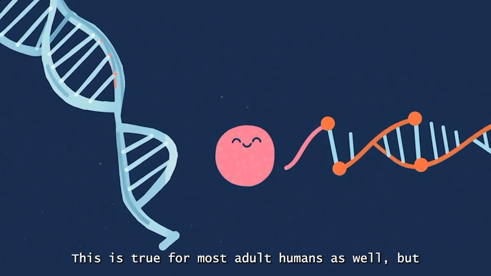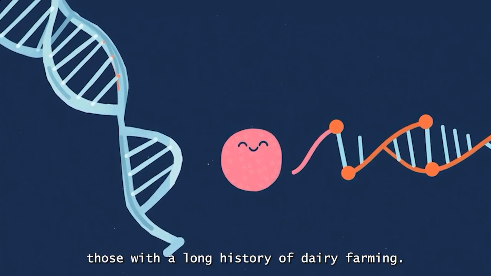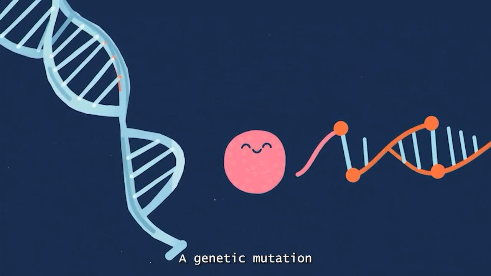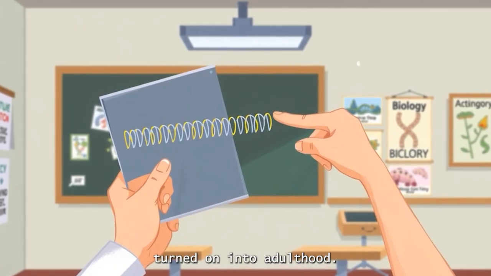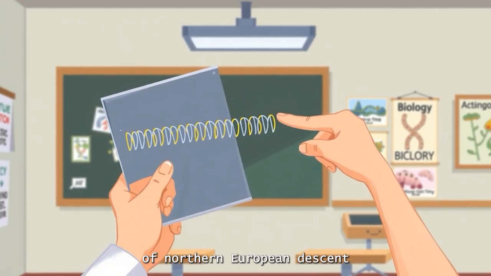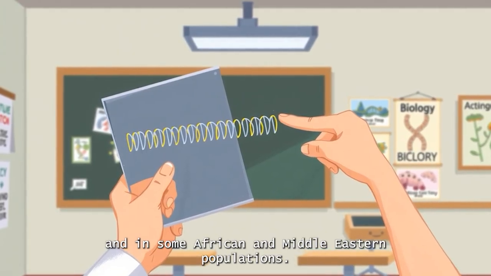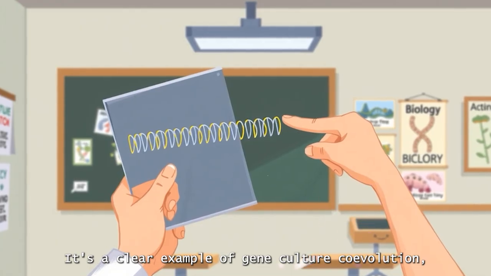This is true for most adult humans as well, but in some populations, particularly those with a long history of dairy farming, a genetic mutation arose that keeps the lactase gene turned on into adulthood. This mutation is common in people of Northern European descent and in some African and Middle Eastern populations. It's a clear example of gene-culture coevolution.